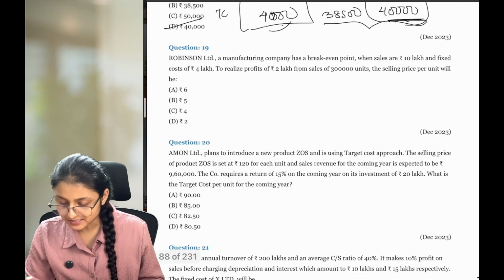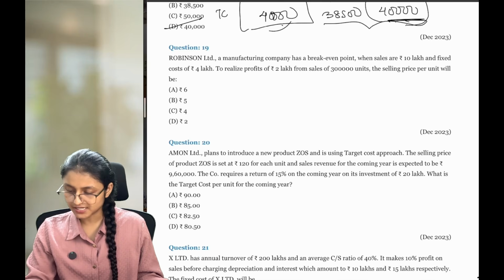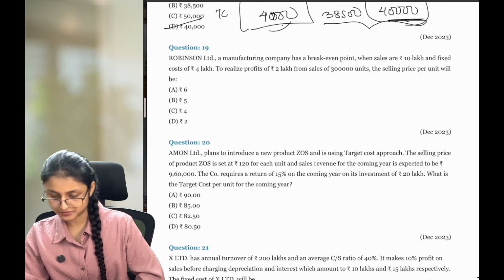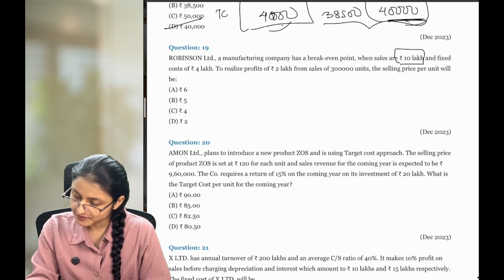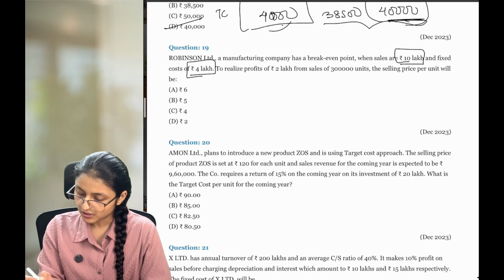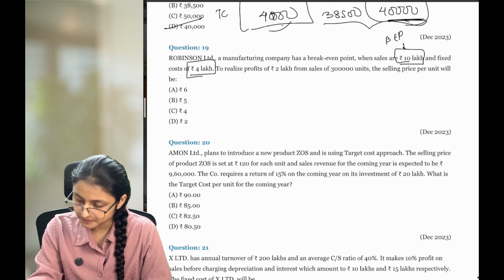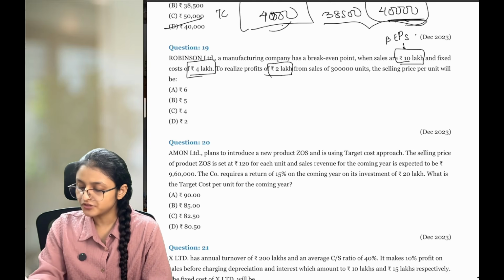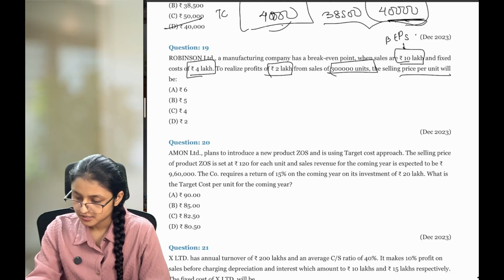Next, Robinson Limited, a manufacturing company, has a break-even point when sales are 10 lakh rupees, fixed cost of 4 lakh rupees. Okay. So at sales of 10 lakh rupees and fixed cost of 4 lakh rupees, we are reaching break-even point. Hence, this sales is break-even point sales. To realize profit of 2 lakh from sales of 3 lakh units, what should be the selling price?